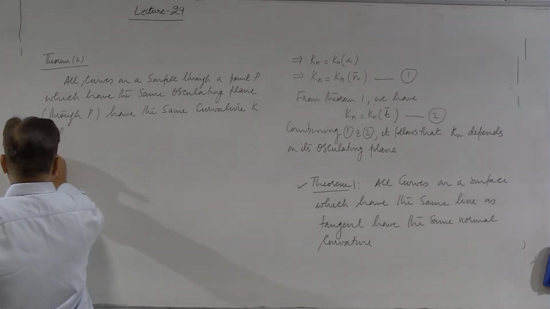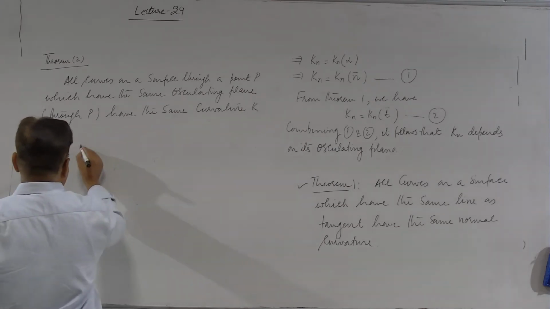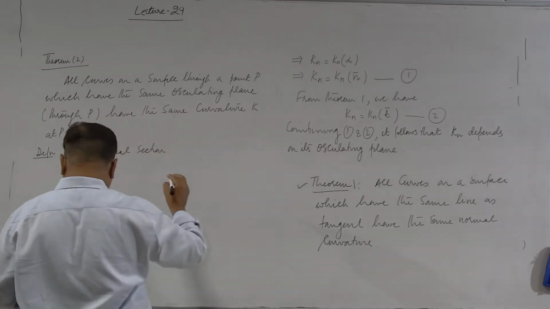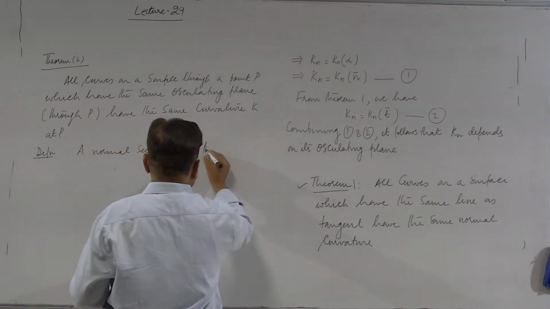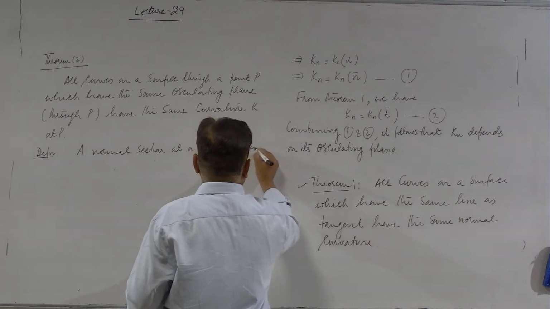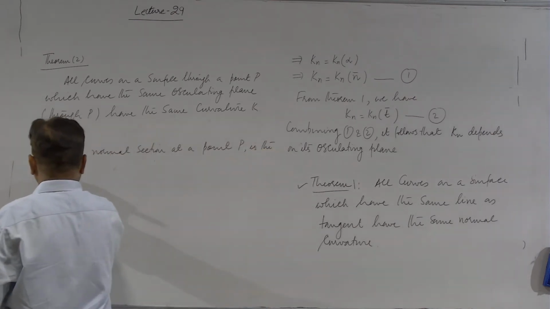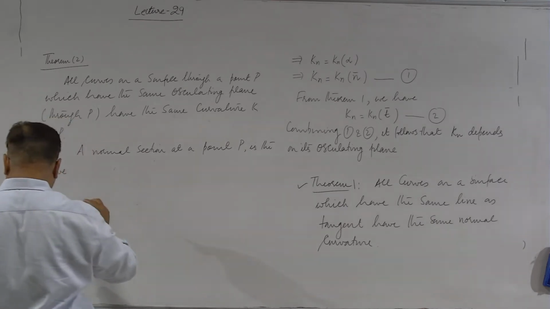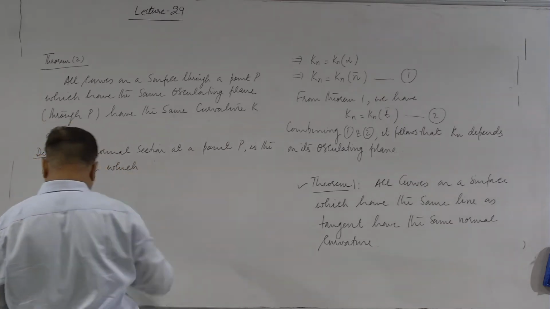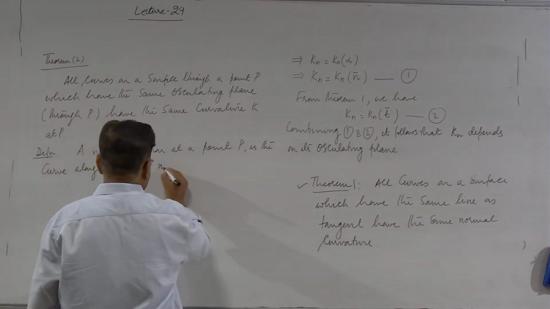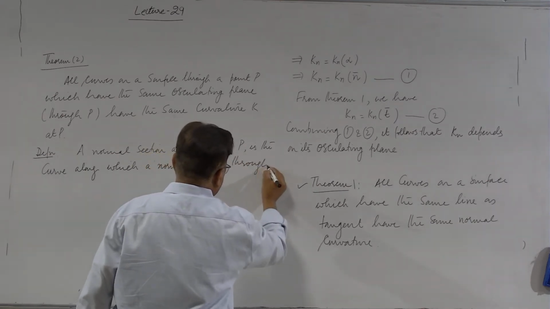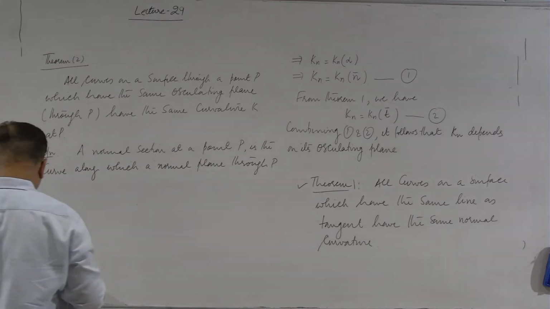A normal section at a point P of a surface, of course, is the curve along which a normal plane through P cuts the surface.